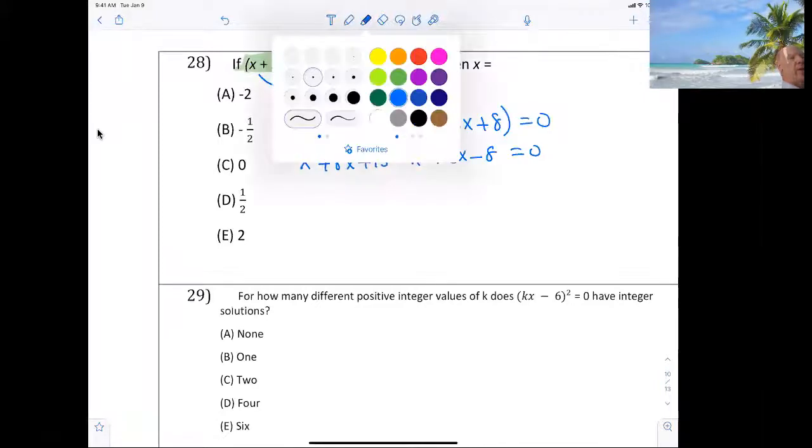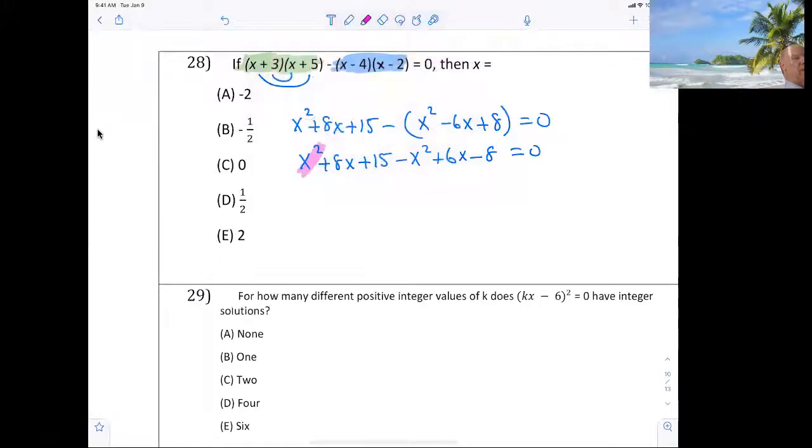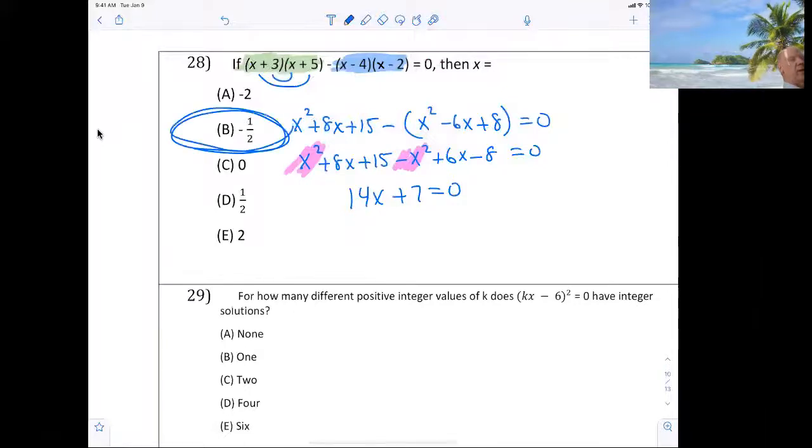Now, what am I doing with the x squareds? Yay, so the problem's actually easier now. So what's 8x plus 6x? 14x. What's 15 minus 8? Equals 0. So now we should be able to do the mental math on that. X equals what? Negative 1/2. That is correct. All right. Give yourself a check if you understand that. That's super duper important.